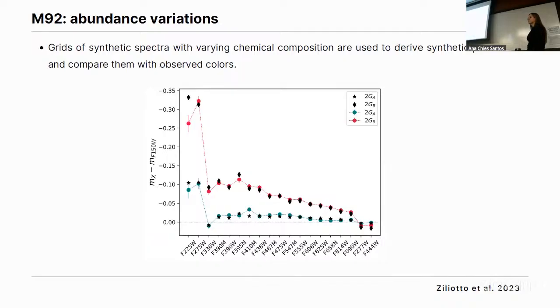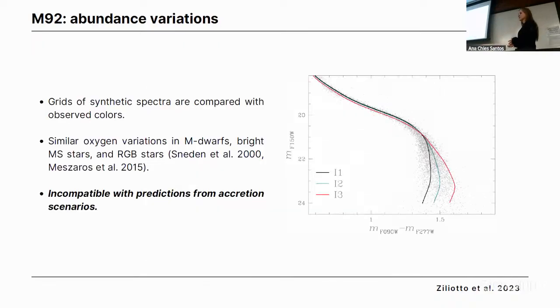To get the abundance variations using photometry, what we did was to generate grids of synthetic spectra. We generated thousands of them and compared them with the observations. So we use the synthetic spectra to generate this synthetic photometry. Here you see different colors for the filters that we have in this work. And you can see the best fit that we have with the observations. Using this, then we get the oxygen abundance variations that are needed to reproduce the observations.